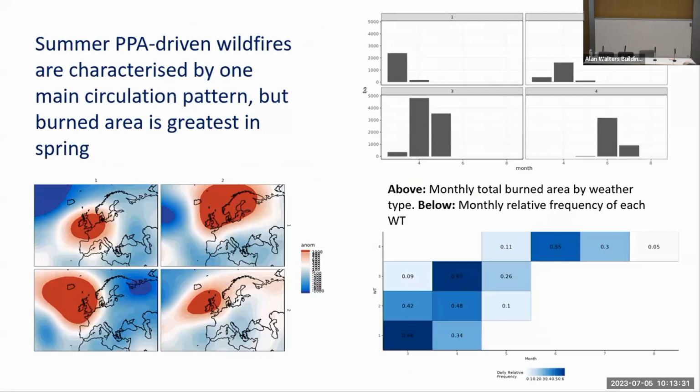So as we saw in the odds ratio analysis, summer PPA fire days were much more likely to occur than spring, but all of the summer PPA-driven wildfires are actually characterized by one main circulation pattern, which is the bottom right there, where the positioning of the high pressure system results in more of the easterly wind flow that we expect during these conditions. And the remaining 3 weather types are all present through spring, which is also when we get our greatest burned area.